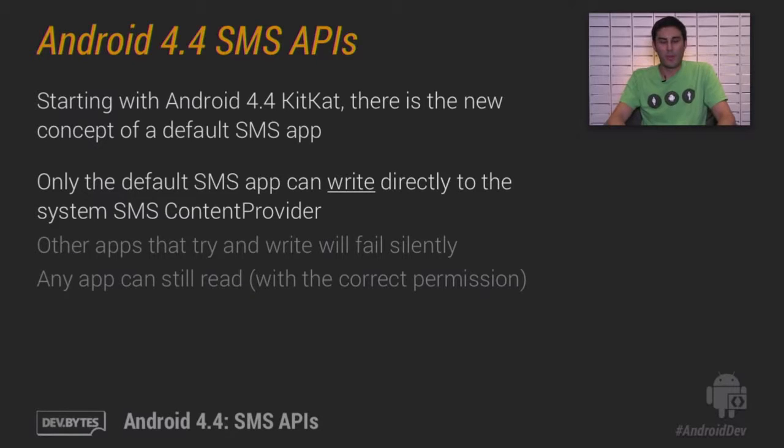Starting with Android 4.4 KitKat, there's the new concept of a default SMS application. Only the default SMS application can write directly to the system content provider. Other apps that try and write will fail silently. Of course, any app can still read from the system content provider as long as they have the correct permission.